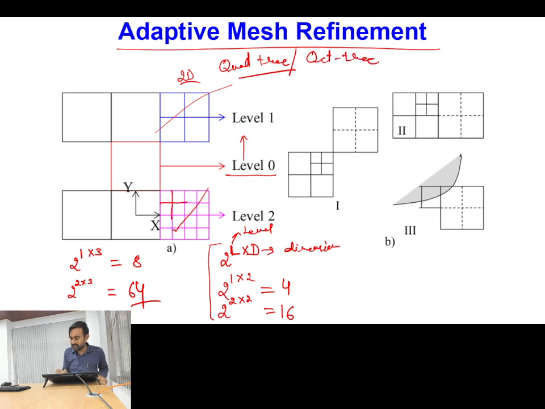Okay. So this type of arrangement is called a quad tree or oct tree. If you recall, yesterday I think Pranav presented on the volume of fluid method and he used the term quad tree or oct tree. So this is the meaning of quad tree and oct tree.